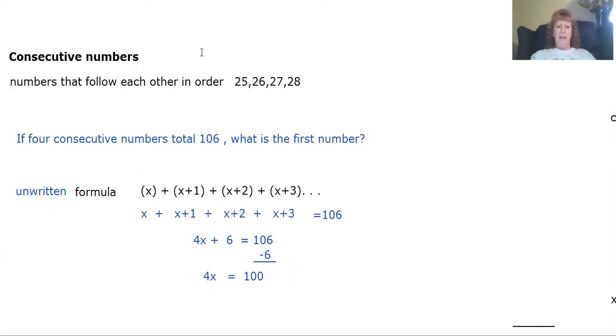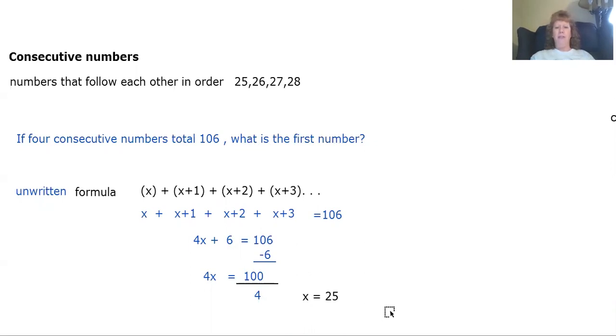So then if I separate the 4 from the x by dividing, because this is multiply, so if I divide both sides by 4, 100 divided by 4 is 25. And since the problem says what is the first number, the first number is x, and here I have x is 25. So that's the answer.